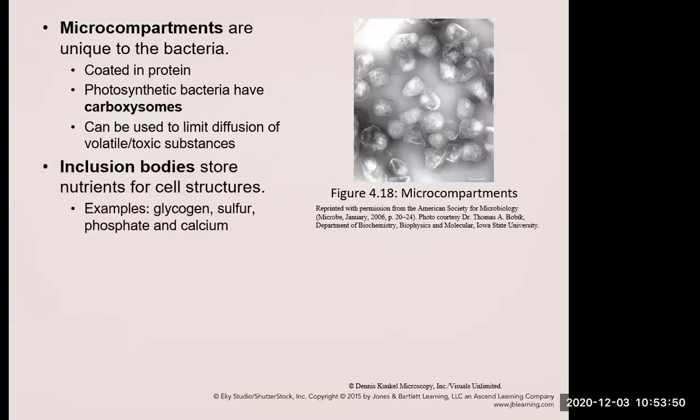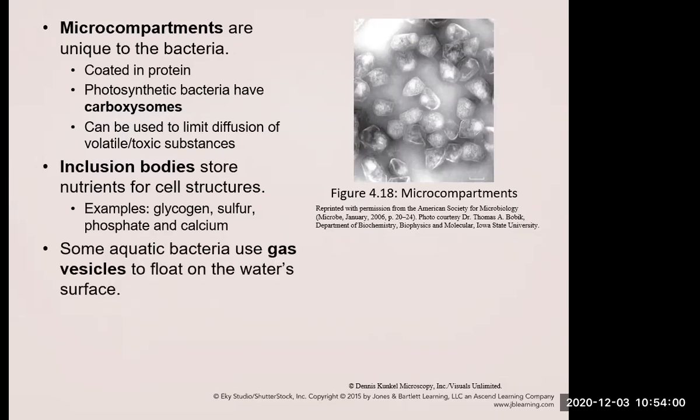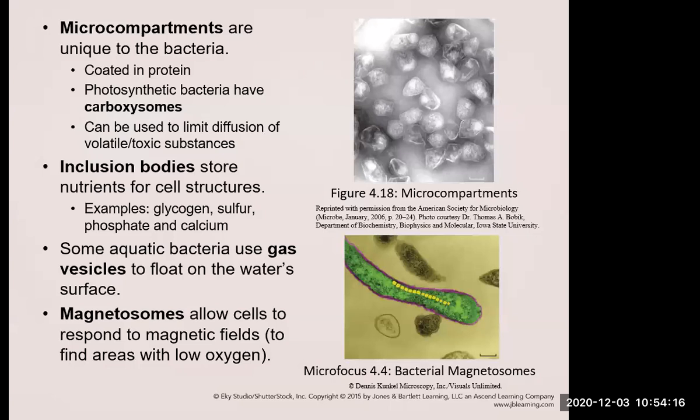We can also have inclusion bodies to hold things like glycogen, sulfur, phosphate, calcium. We mentioned this on that large blown up slide that we viewed earlier with the pili and the flagella. Some aquatic organisms are going to use gas vesicles to adjust their buoyancy. If you have gas in a bubble, you can float up the water column. If you get rid of that gas bubble, you'll float down in the water column, just like scuba diving.